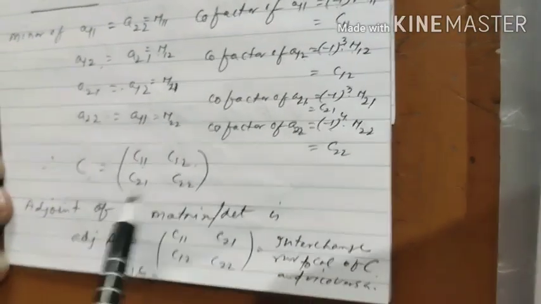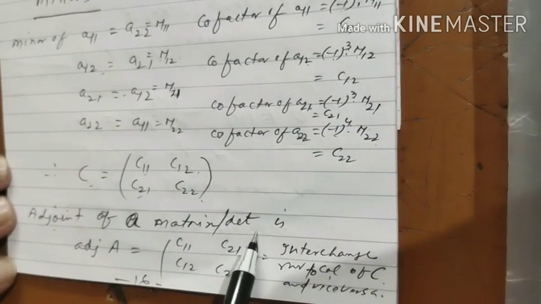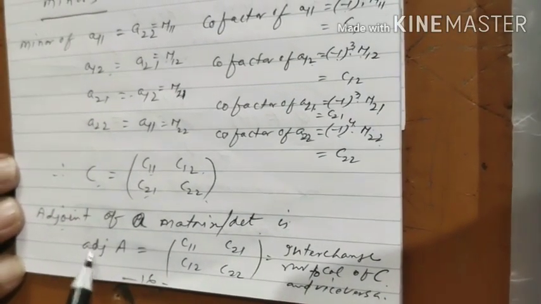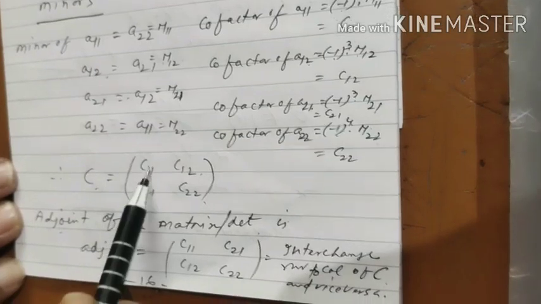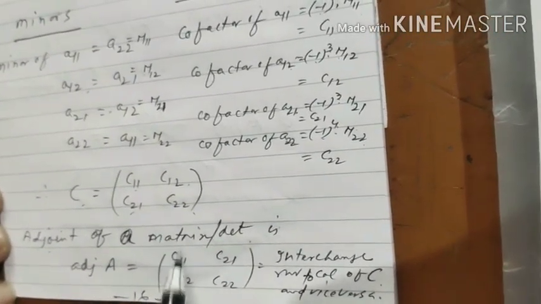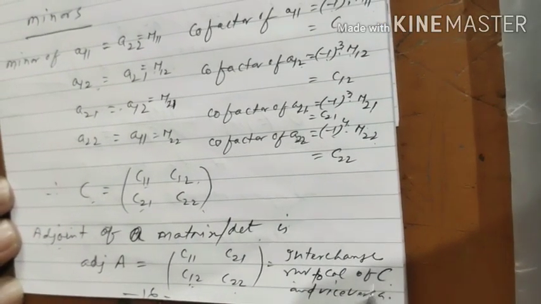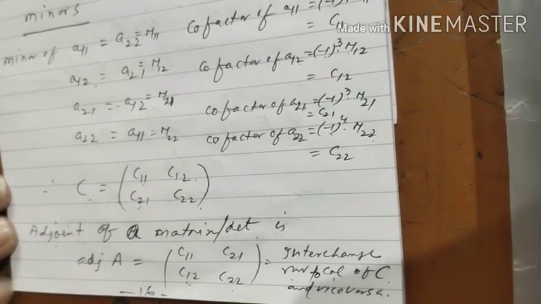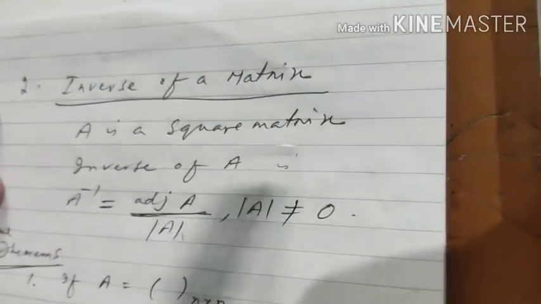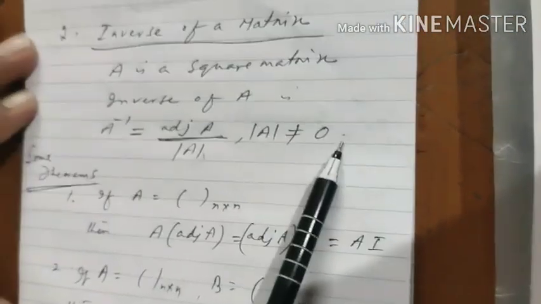C11, C12, C21, C22. How can you find the adjoint of a matrix or determinant? The adjoint symbol is adj A. So the rows are changed to columns: C11, C12, and row C21, C22 are interchanged. Rows and columns of C are interchanged. A is a square matrix. The inverse of A, symbol A inverse, equals adjoint A by determinant A, where determinant A must not equal 0.